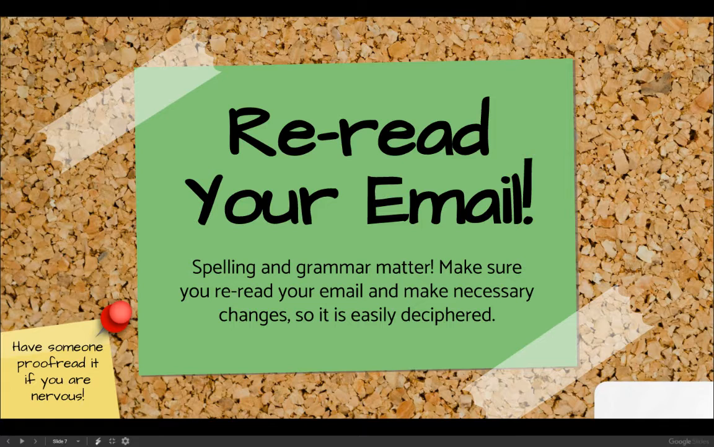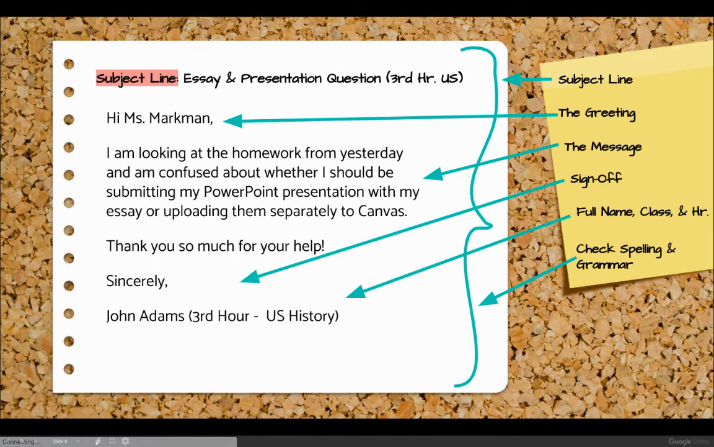If you're feeling nervous about it, maybe you have a really big favor that you're asking from that teacher, and you want to make sure that your email is perfect, maybe even have a parent or a friend proofread it before you click that send button to make sure everything is just right.